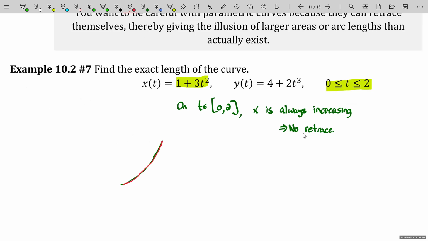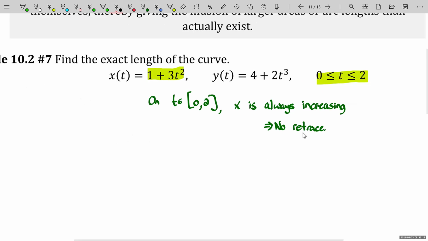Right? If I were to integrate, let's just say that was from time 0 to time 2, I would end up accidentally doubling up the arc length because I would have counted it twice. So that's just a heads up. That's a good way to quickly tell that you're not having a retrace, if your X value or your Y value is always increasing. So now I'm just going to integrate.